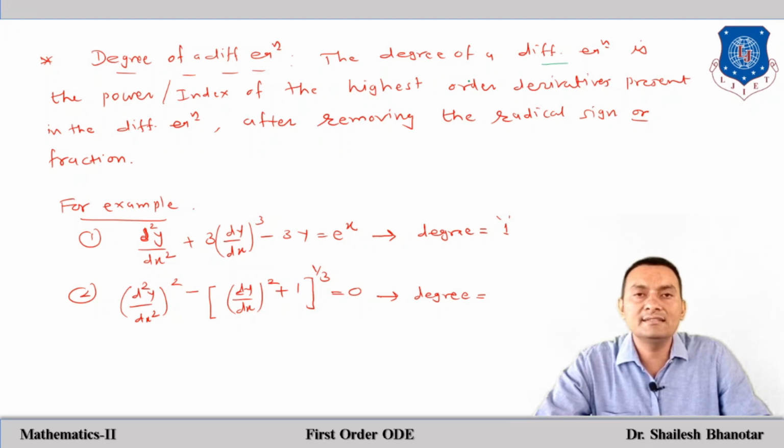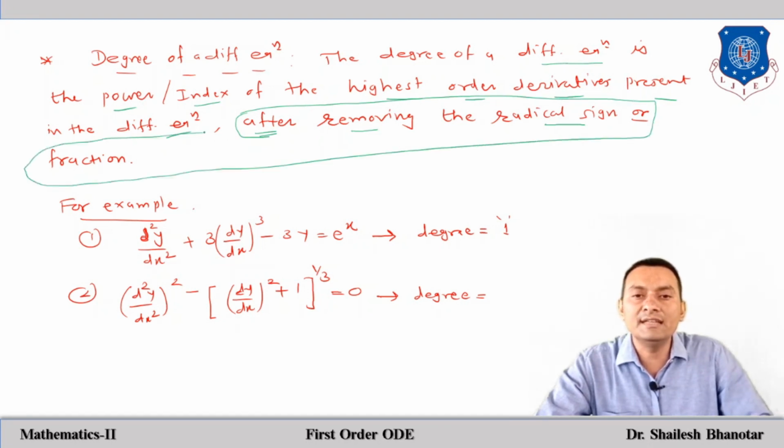Now we move on to the next, the degree of a differential equation. First let us understand the definition. The degree of a differential equation is the power or index of the highest order derivative present in the differential equation, but the important thing is that this is after removing the radical signs or fractions. So let us understand what this means. This is the important thing while you find the degree of a differential equation.